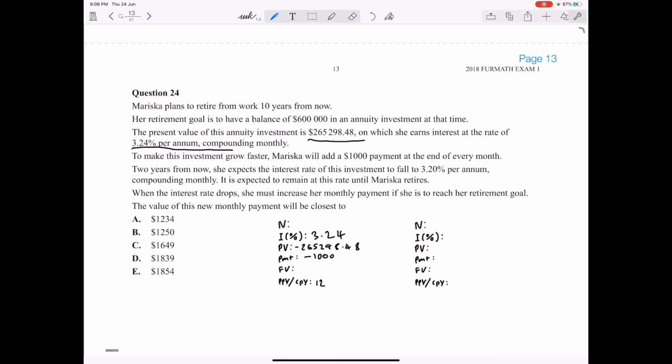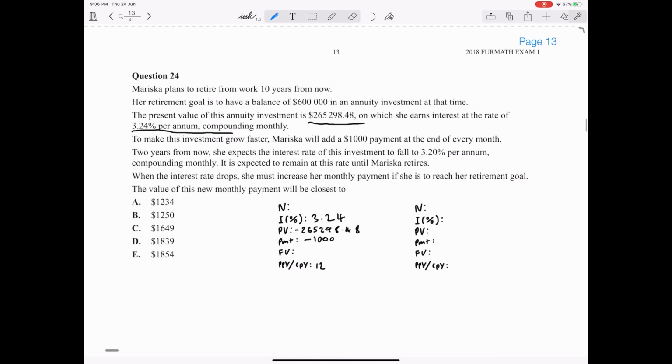When the interest rate drops, she must increase her monthly repayment if she is to reach her retirement goal. The value of this new monthly repayment will be closest to. So basically, we're trying to find the new monthly repayment for her goal of a balance of $600,000 10 years from now.